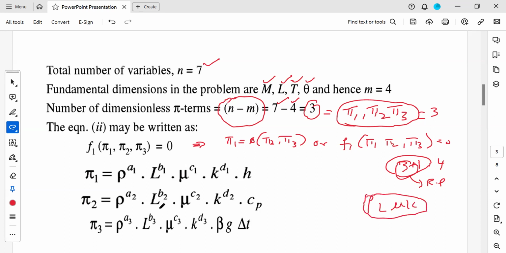So if you see pi 1, pi 2, and pi 3, you will get rho, L, mu, k, the repeating variables, with powers a1 b1 c1 d1 for the pi 1 term, a2 b2 c2 d2 for the pi 2 term, a3 b3 c3 d3 for the pi 3 term, and the remaining variables are h and Cp, and beta g delta T is the one physical factor. Like this we can arrange the various pi terms.